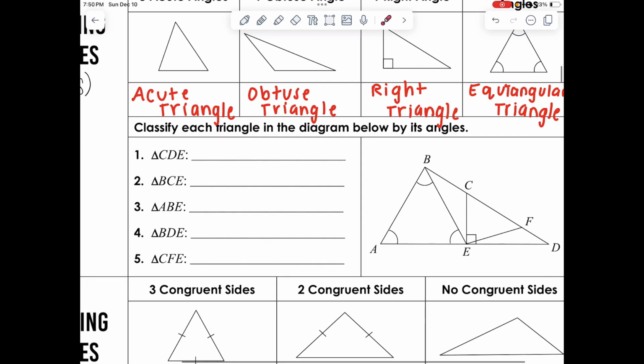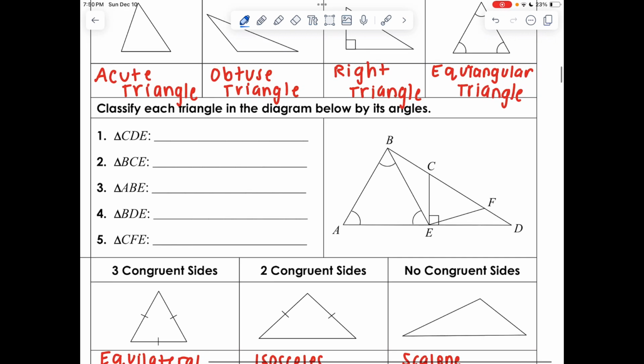So it says classify each triangle in the diagram below by its angles. So if we're looking at triangle CDE, okay, CDE is this, right? We see the right angle, so it's going to be a right triangle. Sorry if you can hear my pencil on this iPad.